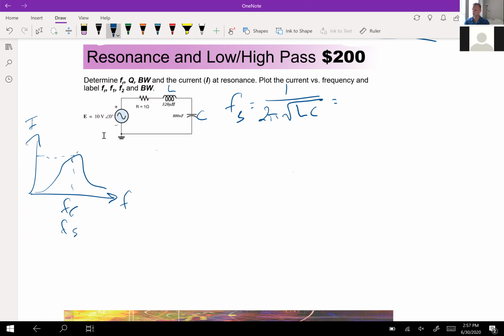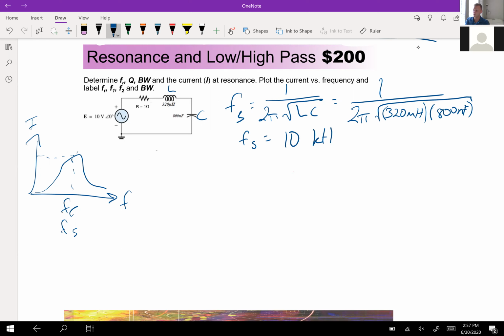These problems are easier in some ways in that pretty much all the formulas you need are right there on the equation sheet. So when it says I need to know the resonant frequency, I just plug these in. L, 320 microhenries. C, 800 nanofarads. And that resonant frequency comes out to 10 kilohertz. So if it's greater than 10 kilohertz, it's not at the resonant. If it's less, then it's not at that either.